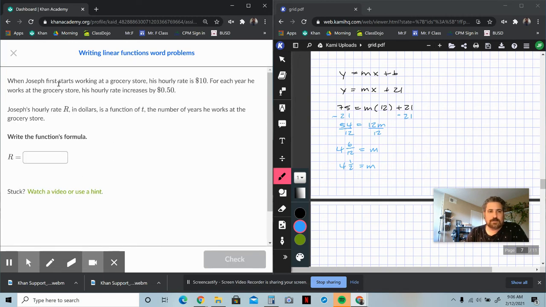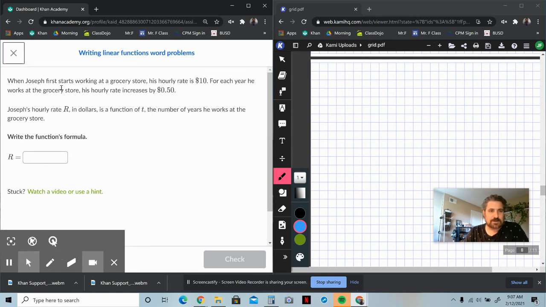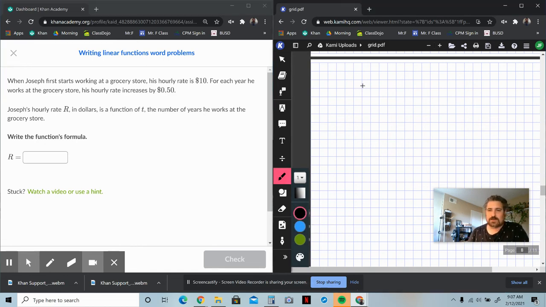All right, when Joseph first starts working at a grocery store, his hourly rate is $10. For each year he works at the grocery store, his hourly rate increases by 50 cents. Okay, Joseph's hourly rate R in dollars is a function of t, the number of years he works at the grocery store. Okay, so when we talk about this equation, it's going to be that same idea of y equals mx plus b, where m is your growth rate and b is your starting value.